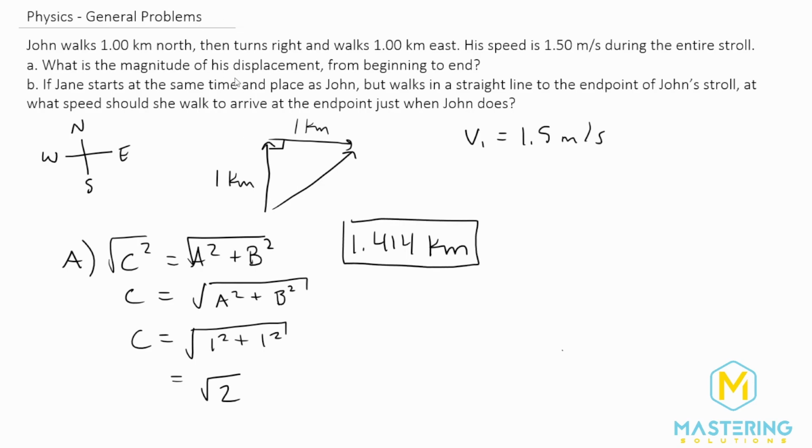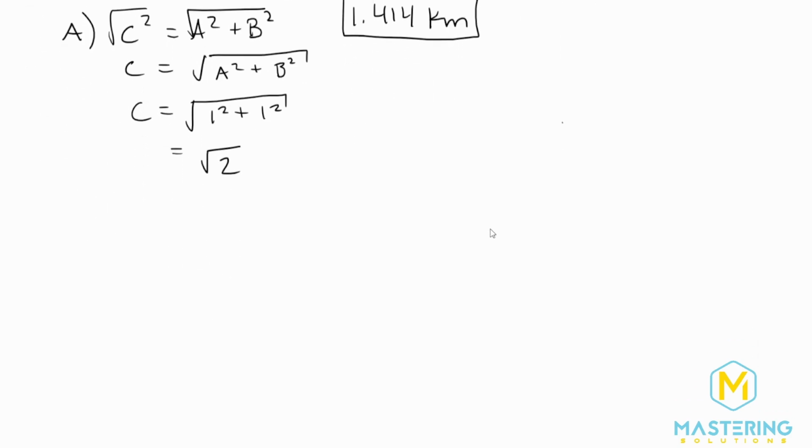And now for Jane, to figure out the speed that she needs to walk to get there at the same time, let's scroll up to get a little bit more space. For part B, we're going to be using the velocity formula. So essentially what they're saying is if Jane were to walk along that displacement line, if we redraw our triangle here, if Jane were to walk from here to here, but John is going his path that way, how fast does she have to walk to get there in the same amount of time John does?